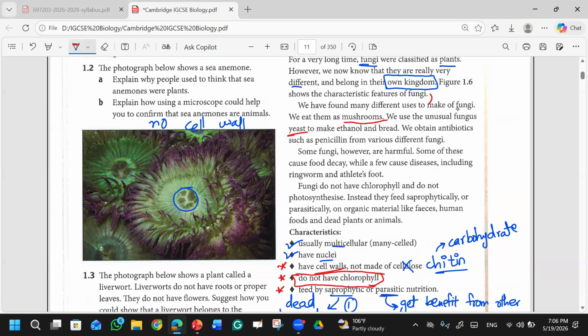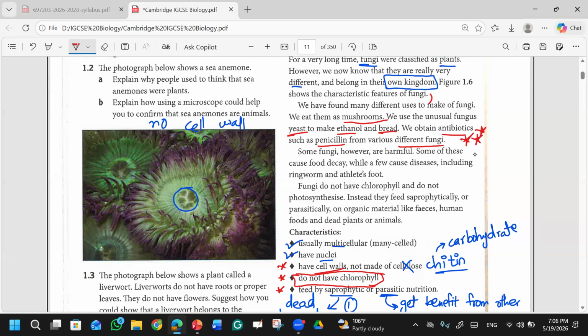We use the unusual fungus yeast to make ethanol and bread. The bread is made from the yeast, ethanol. That's why when bread is rotten, there is fungus on it, because it is made up of the fungus, right? We obtain antibiotics such as penicillin from various different fungi. This is very important. That's why we use fungi in biotechnology.